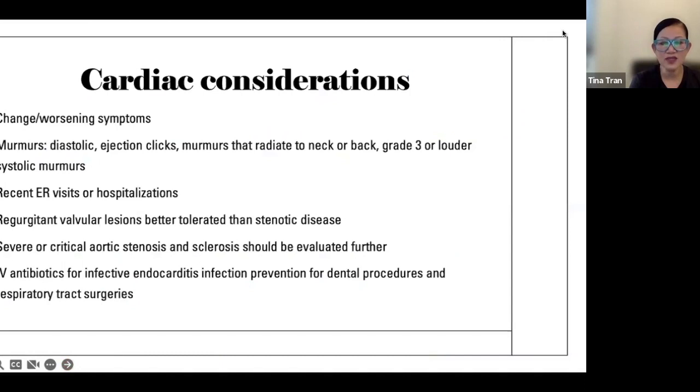Now, cardiac conditions is often what we consider the most, and this is cardiac, vascular as well, the things that worry us the most. If there's any change or worsening of symptoms, if there's any murmurs that are new, that are ejection murmurs, the ones that radiate to other parts of the body, such as the neck or the back, grade 3 or louder systolic murmurs.